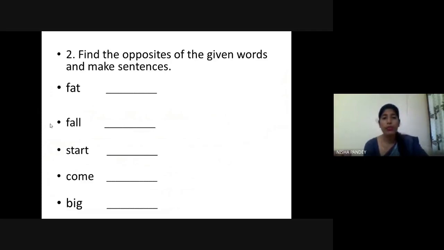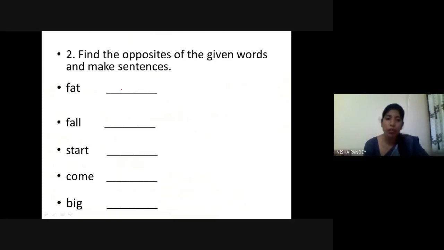Okay. So one more activity, opposites, children. We have not done opposites for many days, so we'll do opposites also, right? Find the opposites of the given words and make sentences. So what is the opposite of fat? You have to tell me. It's very easy. These are all common opposite words. Thin. Very good. And one more thing you have to do: you have to make sentences also.